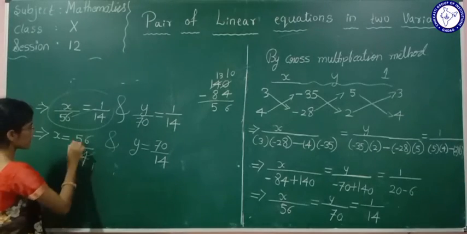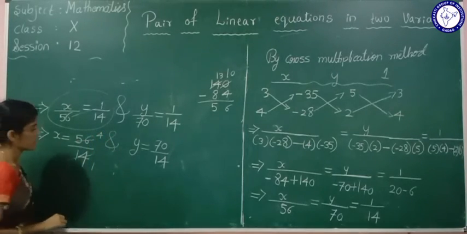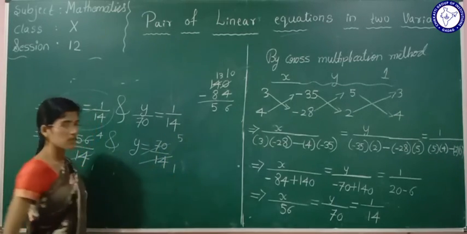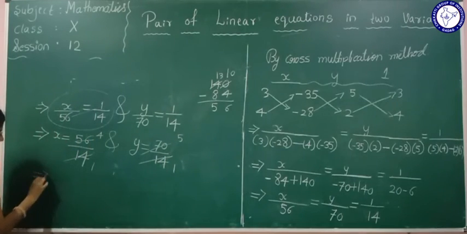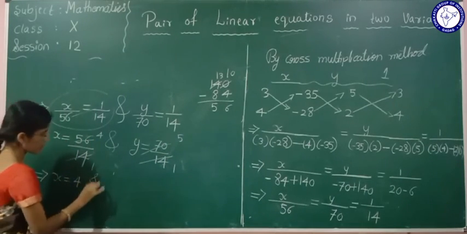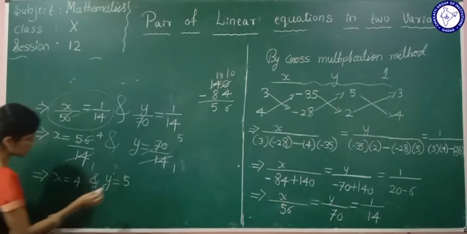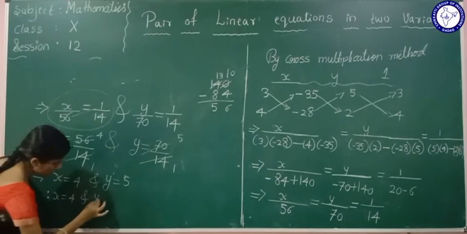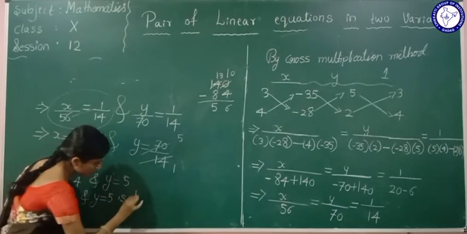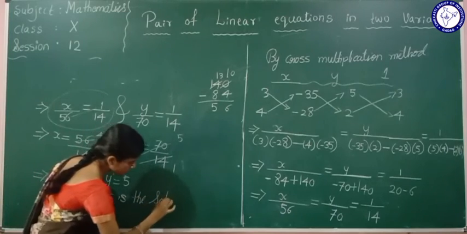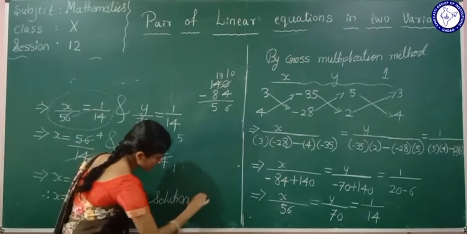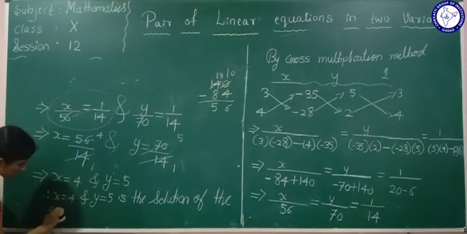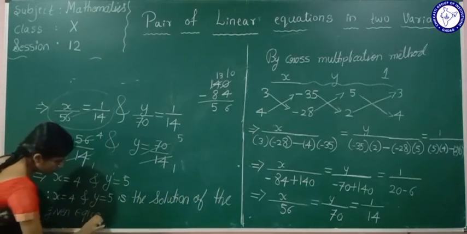Say 14, how much are 56? 14 fours are 56, 14 ones are 14, 14 fives are 70. So this implies x is equal to 4 and y is equal to 5. Therefore, x is equal to 4 and y is equal to 5 is the solution of the given equation.